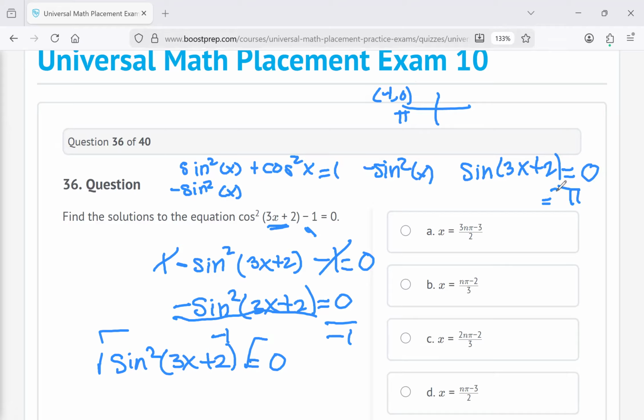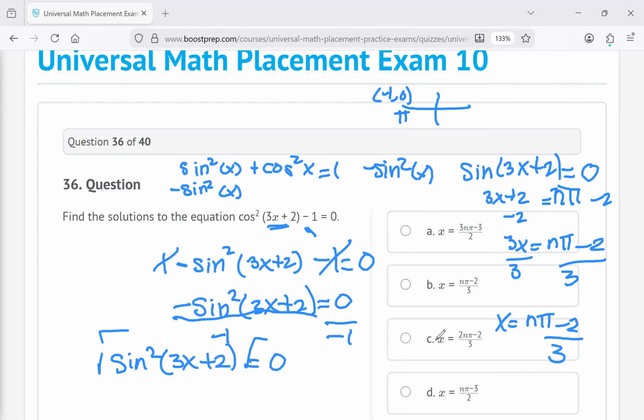right? Or n pi. And then you're still left with the 3x plus 2, and then solve for x by subtracting 2 from both sides. So you get 3x equals n pi minus 2. Solve for x by dividing both sides by 3. So x equals n pi minus 2 over 3. Yeah, I think it's B.